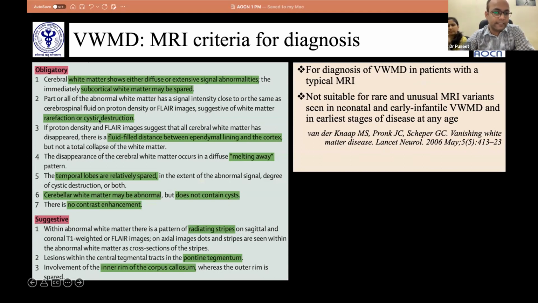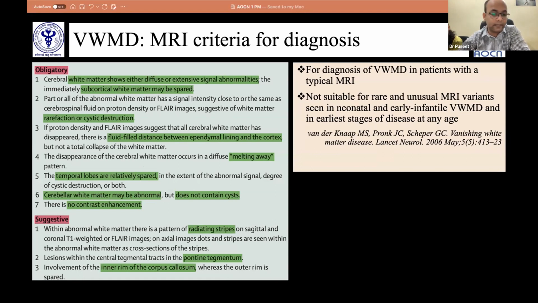There will be rarefaction and cystic destruction, as we saw in the previous cases. And if the white matter has significantly disappeared, we will find a fluid-filled space between the ependymal lining and the cortex. There will be progressive disappearance of the cerebral white matter, that is the melting away pattern. Temporal lobes are relatively spared. So cystic degeneration as well as rarefaction will be very late in the temporal lobes. And if we find such changes happening early in the temporal lobes, then we should doubt the possibility of vanishing white matter disease. Cerebral white matter, as I told previously, may also be abnormal, but we won't find cystic changes in the cerebral white matter.